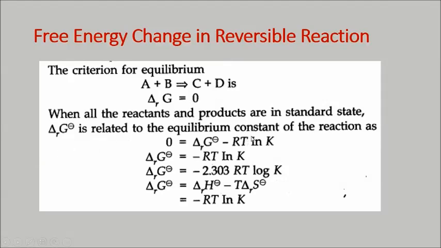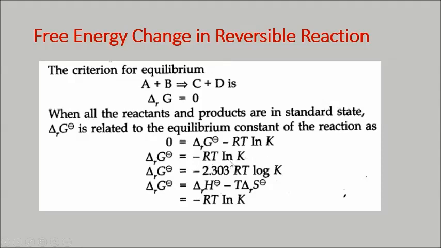When all the reactants and the products are in the standard state, we can represent the delta G value as delta G0. That is the standard Gibbs free energy change, and it is related to the equilibrium constant of the reaction. So we get the equation 0 is equal to delta G0 plus RT ln K. Just rearranging the equation, we get delta G0 is equal to minus RT ln K.